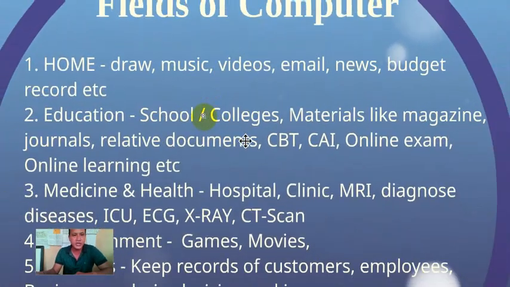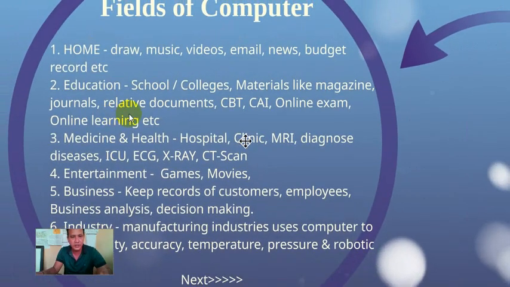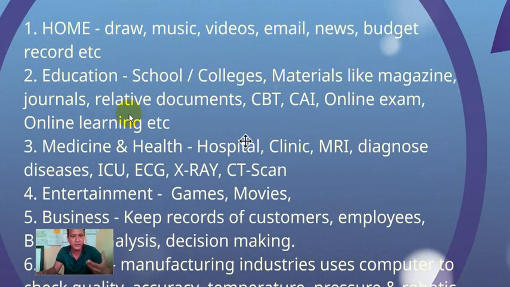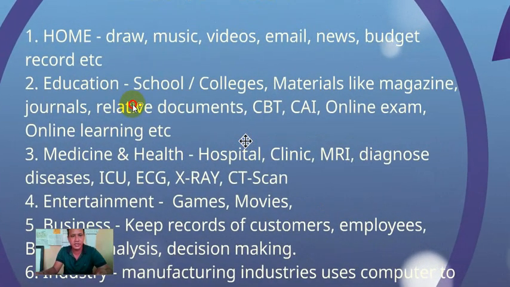Second one is the education field. Education means schools and colleges. Why is it used in schools and colleges? It is used for materials like magazines, journals, documents, and CBT, which means computer based training. For training also we use it, and CAI means computer aided instruction. It is used for online exams and online learning, like you are doing now through the computer. If you are holding a mobile, that mobile is also a part of the computer. So all of this can be executed in the education sector. In school also, the mark sheet is computer printed nowadays.